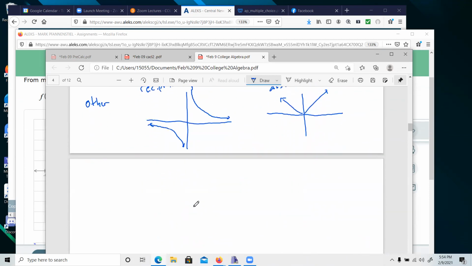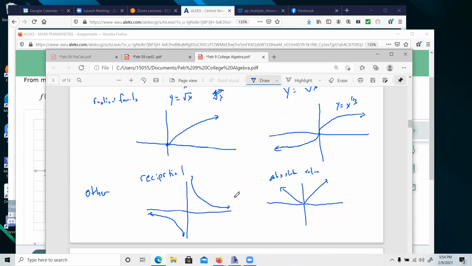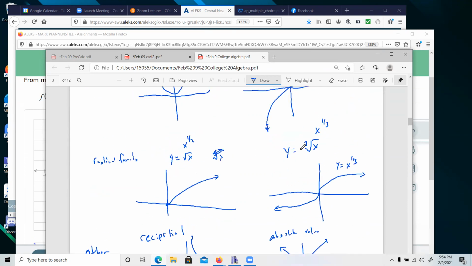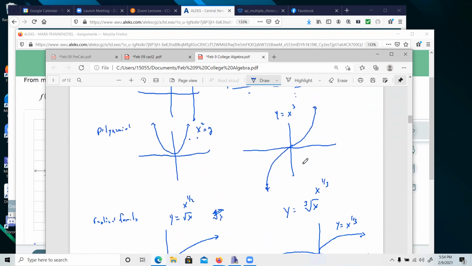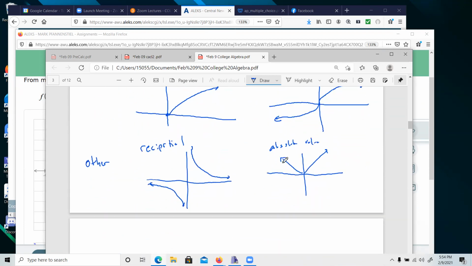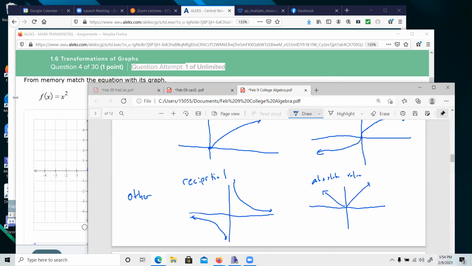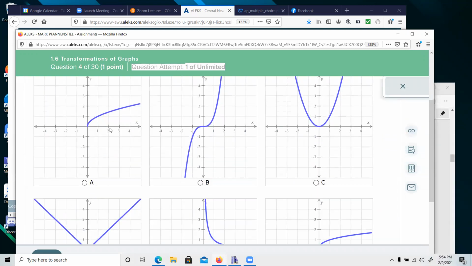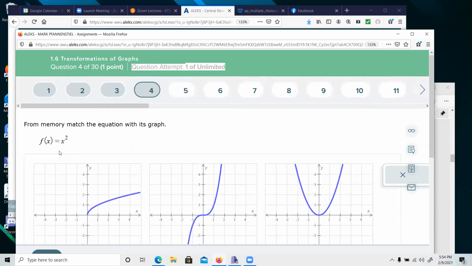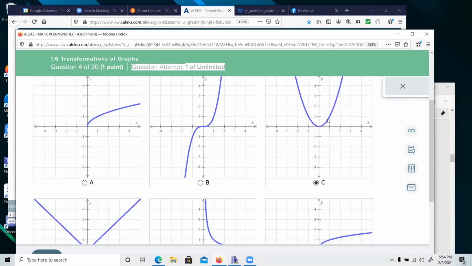So those are the general families of functions that you have to know. It really does help to memorize those. We kind of assume that you will know what these look like without having to do too much work. For now, if you're still running them and you want to make a t-table and plot some points and see what the shape looks like, then go right ahead. But generally, we expect you to have an idea of what these things look like. So when they come out with something like this, from memory, match the equation of the graph, y equals x squared, you're supposed to know that's what it looks like.